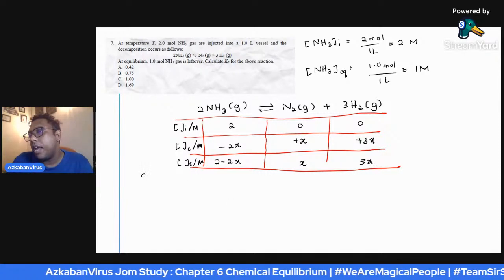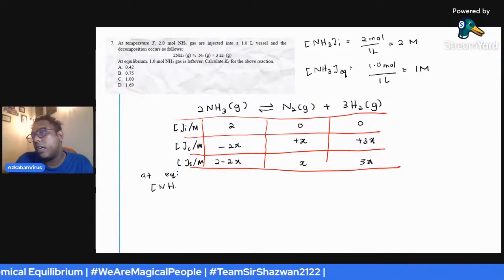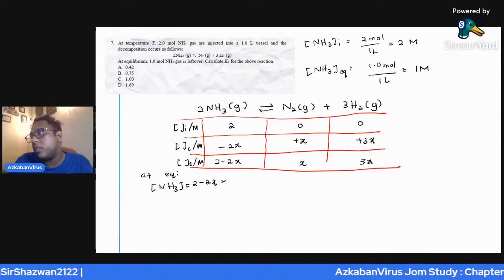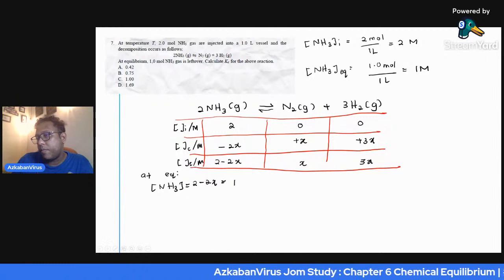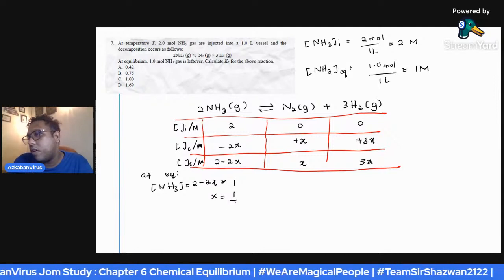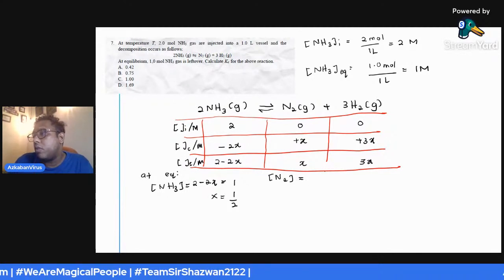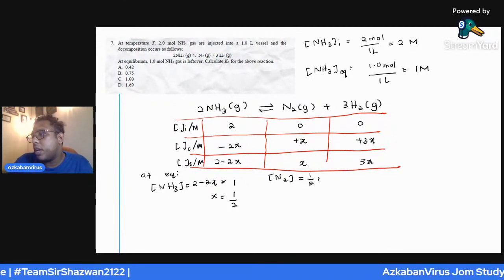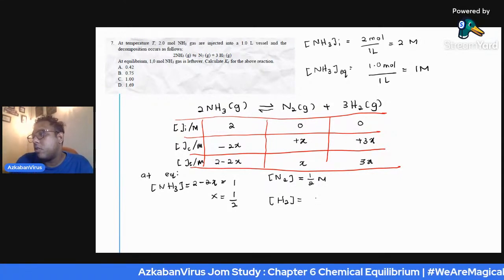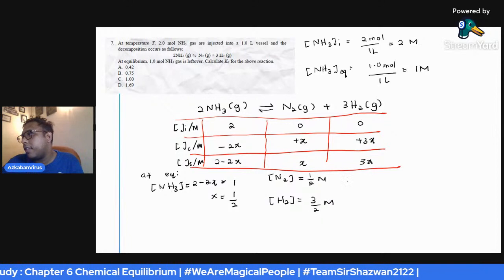We know that at equilibrium, concentration of NH3 is equal to 2 tolak 2x, which is equal to 1. So you can solve for x. X is equal to 1 over 2. So you will dapat concentration of N2, which is equal to 1 over 2 molar. Concentration of H2 is equal to 3 over 2 molar. And from here, you can calculate your Kc.